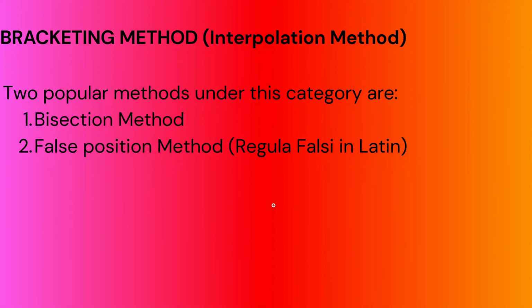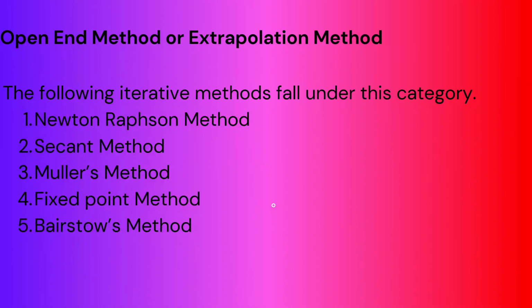Okay, bracketing method, also known as the interpolation method. The two popular methods under this category are the bisection method and false position method. And the next one, open-end method or extrapolation method. The following iterative methods fall under this category: Newton-Raphson method, secant method, Mueller method, fixed-point method, and Bairstow method.